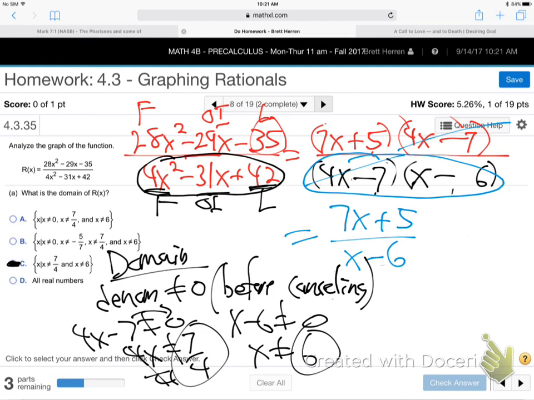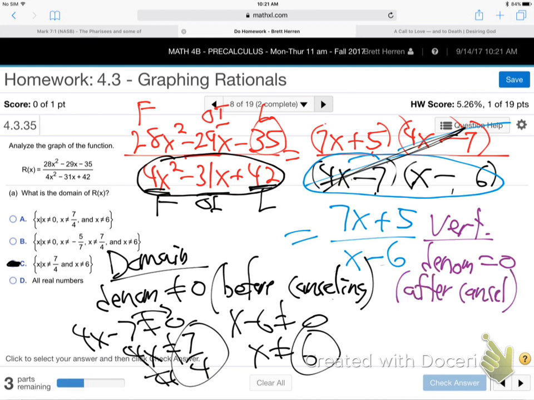The very next step, I'm going to do vertical, and vertical is almost identical to domain, but here's the one difference. You do the vertical after canceling. Because that's not going to really be a vertical asymptote, because it does drop out. But it's a trouble spot on the graph, because it's technically there, going to make the bottom 0. But it won't really be a vertical, because it's going to drop out. So when I go to vertical next, you do denominator 0, almost the same, but after canceling. So verticals are after canceling.